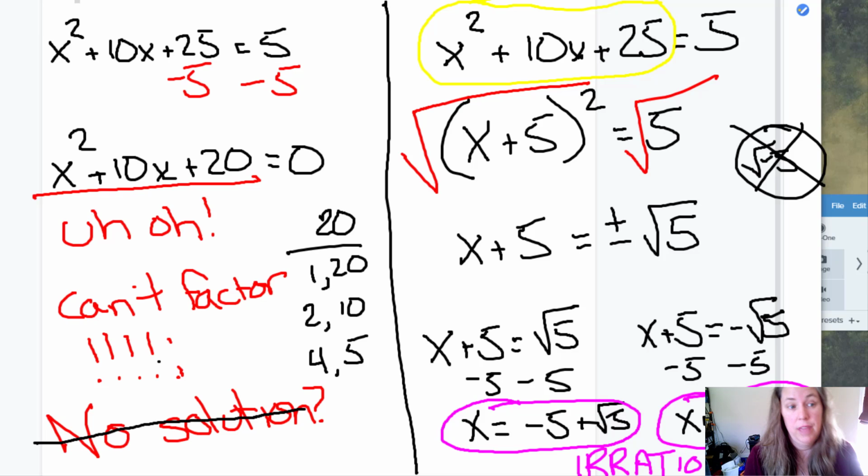But if you're lucky and your left side of the equation is a perfect square trinomial, I'll put a little smiley face over here because it's a perfect square trinomial, then you can solve it. So that's what this method does: it gives us a way to solve some equations that previously could not be solved.